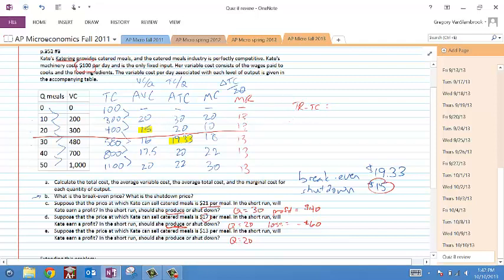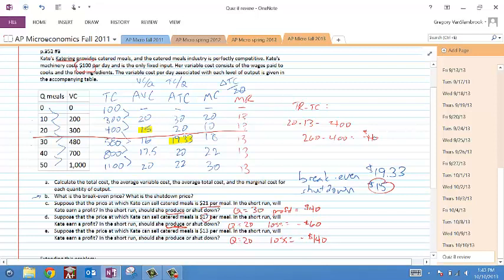Their profit: total revenue of 20 units times $13, minus the total cost of $400. 13 times 20 is $260. Again, minus 400 equals negative $140. So their loss is negative 140.